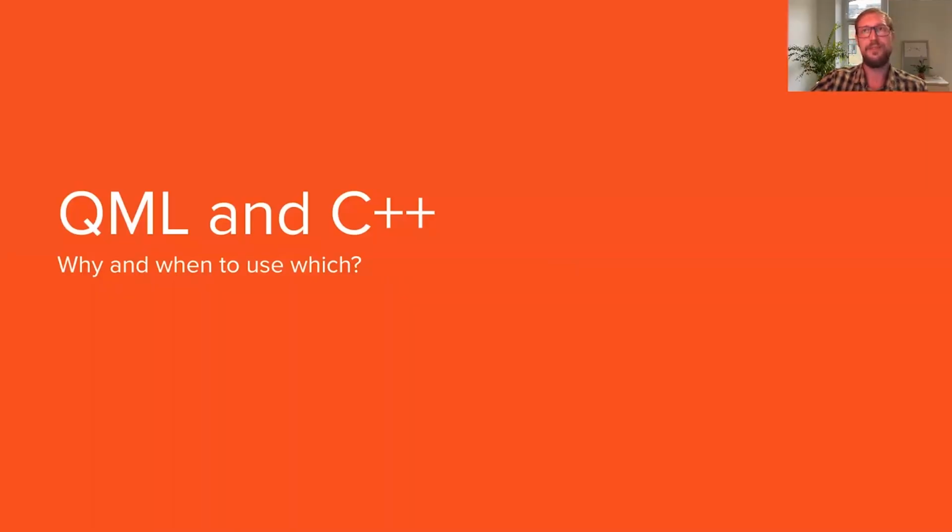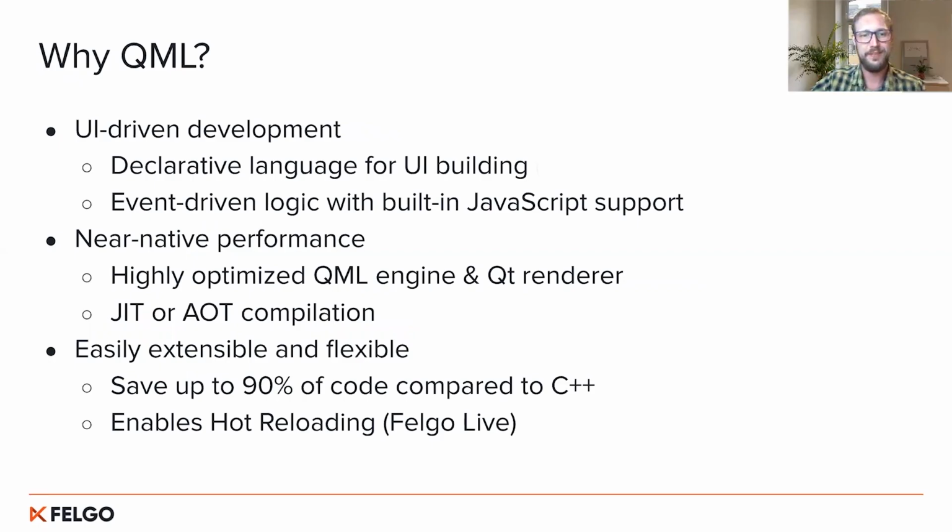QML and C++, two very different languages. First of all, why was QML introduced, and why is it important? The main thing is UI-driven development. The user interface is extremely important, and QML offers a declarative language to build your UI, which is extremely flexible and powerful. You can add event-driven logic with the built-in JavaScript support, and it's really a charm to work with.